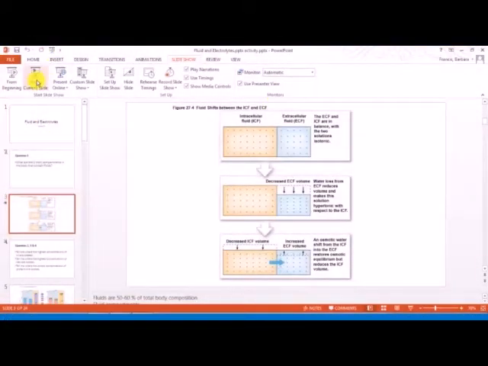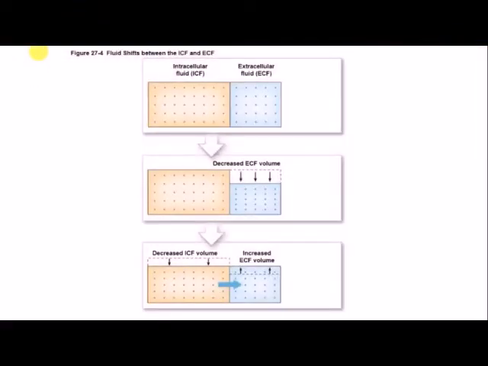Okay, let's review fluid and electrolytes, chapter 27. If we start talking about fluid and electrolytes, we know that there are two compartments within the body that hold our fluids. We have our intracellular fluid, which is basically going to be inside the cells, located mostly in the cytosol.